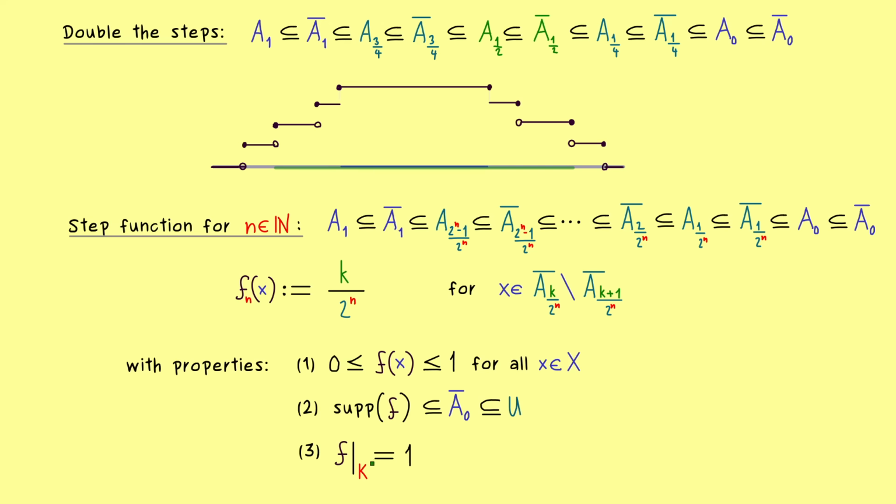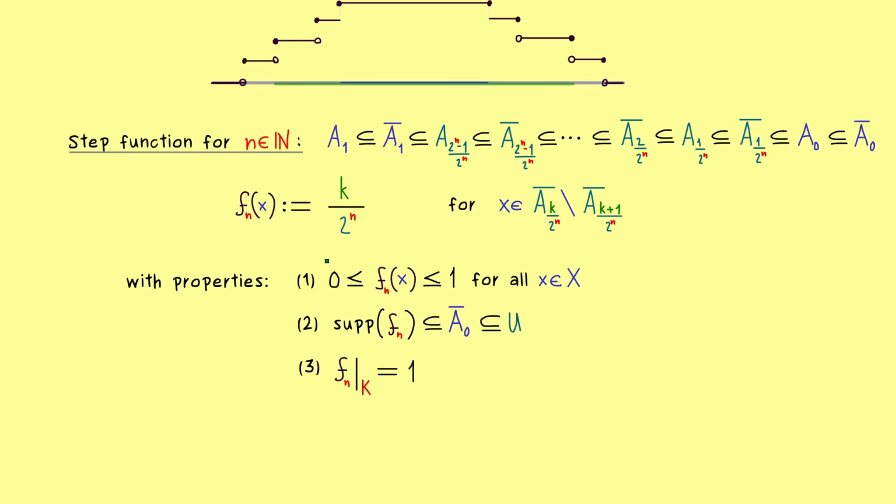And the third part is simply that at the compact set, we are equal to the constant 1. So all these properties are satisfied no matter which n we consider. So this is quite nice, but because we always have a step function, we can definitely not expect continuity here. Obviously, this is something we want to get in the limit n to infinity.